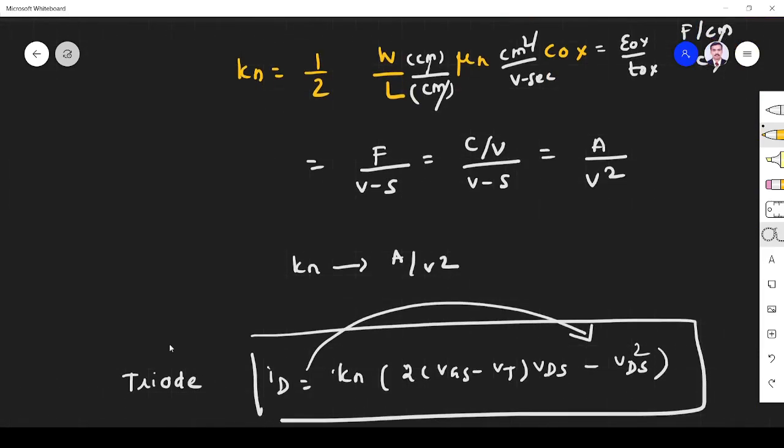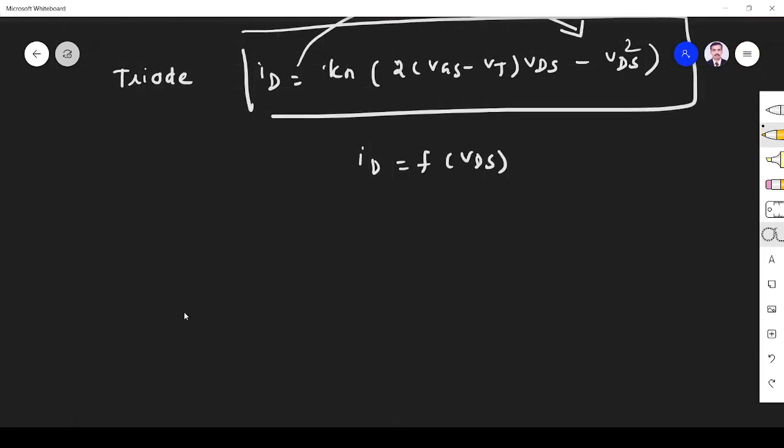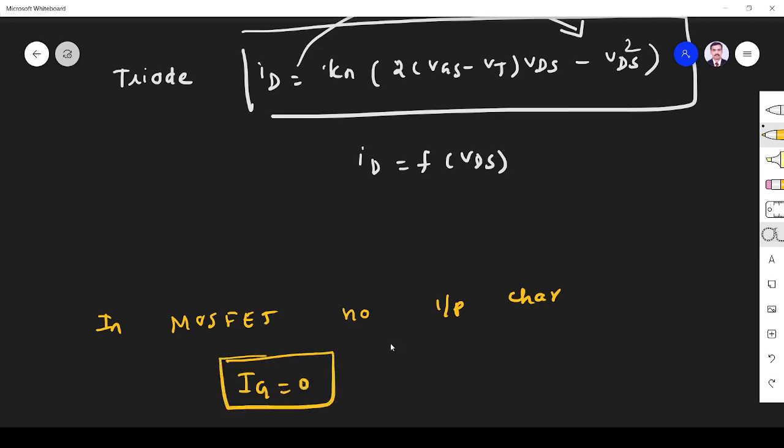And the last one is that in MOSFET, there are no input characteristics. What is the reason? Because in MOSFET, the gate current IG is 0. We are not getting any input current, so there are no input characteristics. That is another important point to be noted.